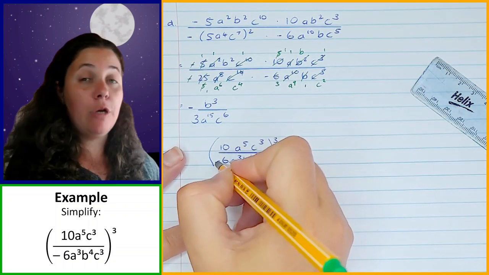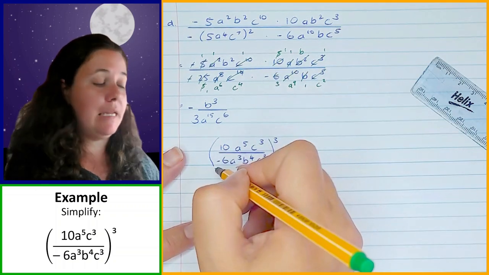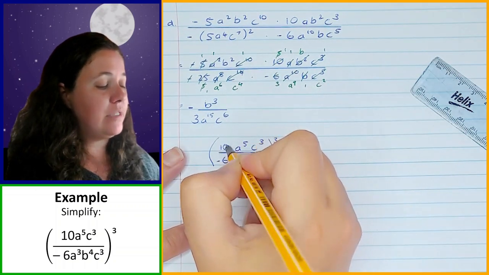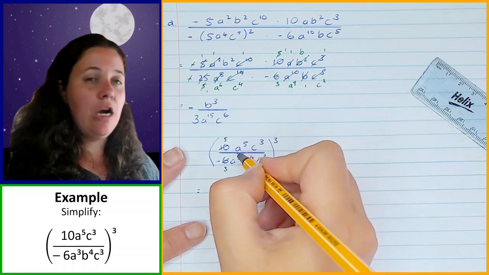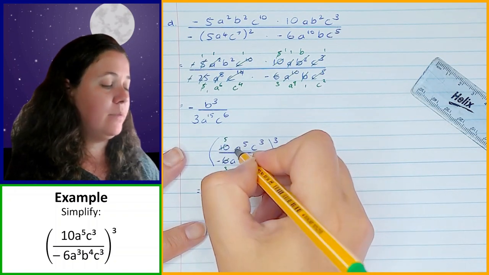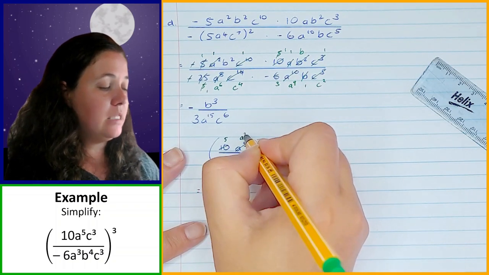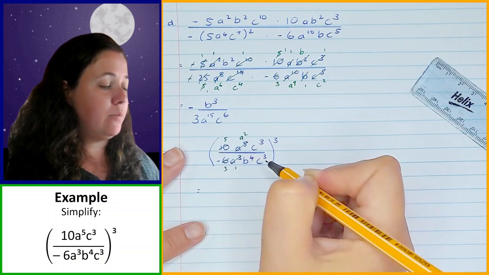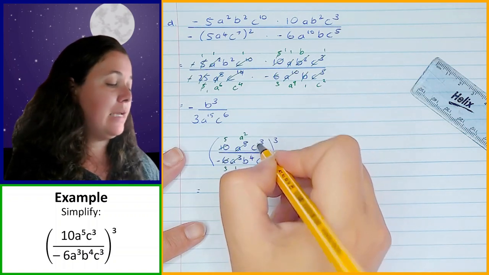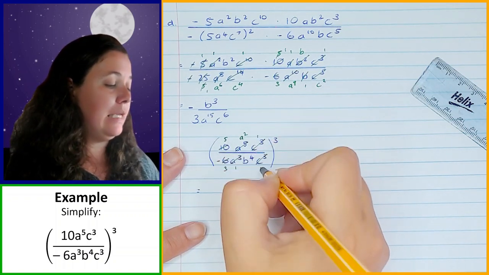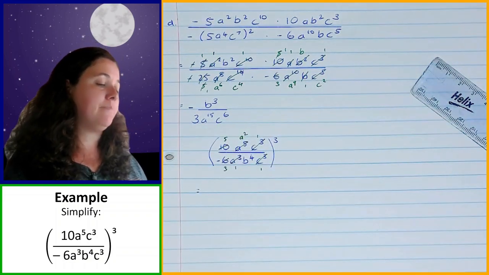So I'm going to have a negative. I can't cancel that out. Then I've got 10 over 6. 2 goes in there 5 times. 2 goes in there 3 times. Over here, I've got a to the power of 5 over a cubed. That simplifies to give me a squared, and that gives me 1 at the bottom of there. The b, I can't cancel because there's no b's at the top. And then I can cancel out the c cubed completely, and that just gives me 1 and 1.